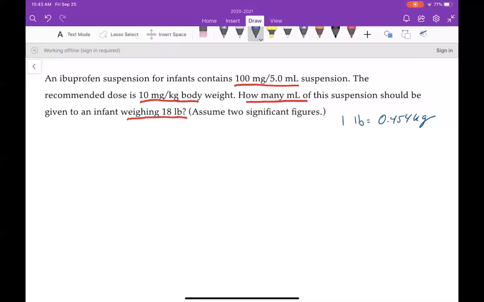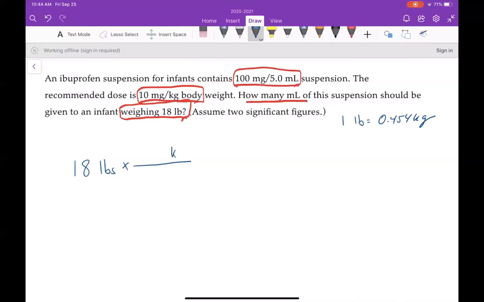Okay, so here's the way I thought about this. I have a fractionated unit here, right? 100 milligrams per 5 milliliters. I have another fractionated unit here, 10 milligrams per kilogram body weight. So for me, those make sense to use as fractions in dimensional analysis. So which number should I choose to start with of my 3 here? I'm going to choose the 18 pounds because I think that's going to be the easiest to work with. So I'm going to start with 18 pounds.